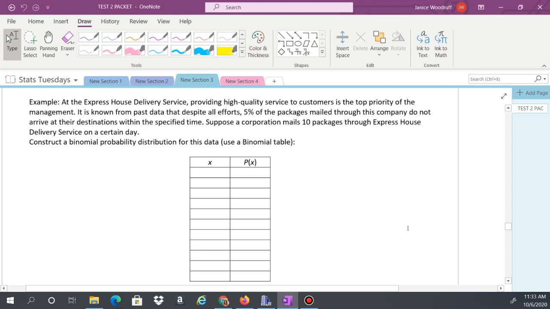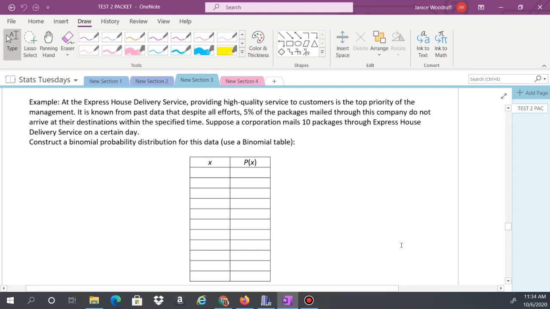At the Express House Delivery Service, providing high quality service to customers is the top priority of management. It is known from the past that despite all efforts, 5% of packages mailed through this company do not arrive at their destinations within a specific time. Suppose a corporation mails 10 packages through Express House Delivery on a certain day. Construct a probability distribution for this data.